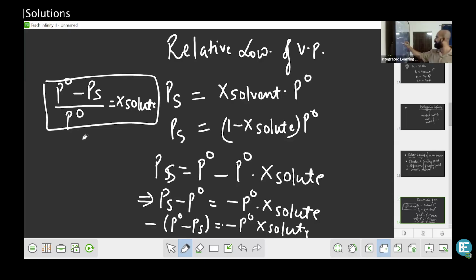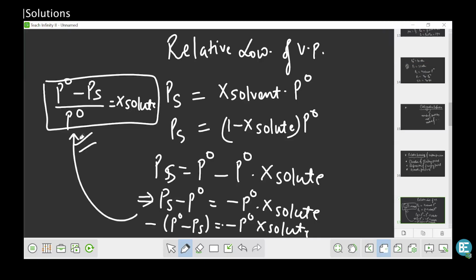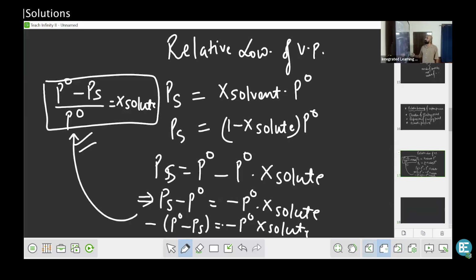So this will become this one. So that is what we have written. Is it clear or not? The bracket was open, meaning I had to open the bracket. Okay, fine. So P naught minus Ps upon P naught is equal to X solute. This whole thing on the left hand side is called relative lowering of vapor pressure. This thing is called relative lowering of vapor pressure.